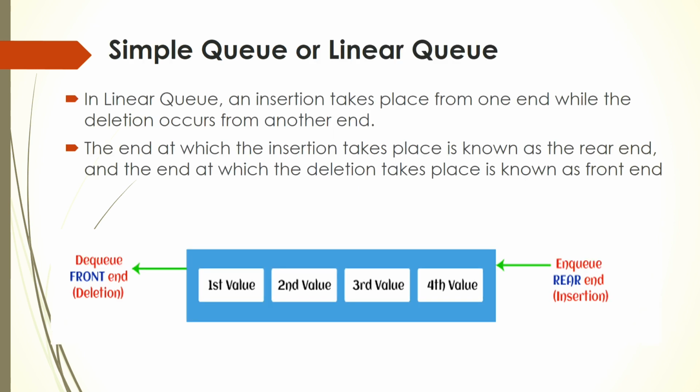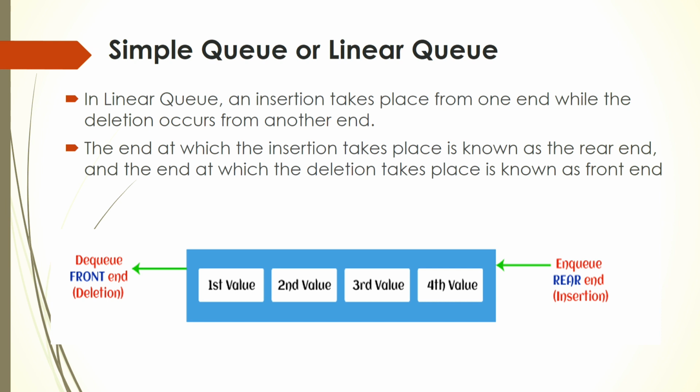So first one is simple queue or linear queue. In linear queue, an insertion takes place from one end, while the deletion occurs from another end. The end at which the insertion takes place is known as the rear end, and the end at which the deletion takes place is known as the front end. It strictly follows the FIFO rule.